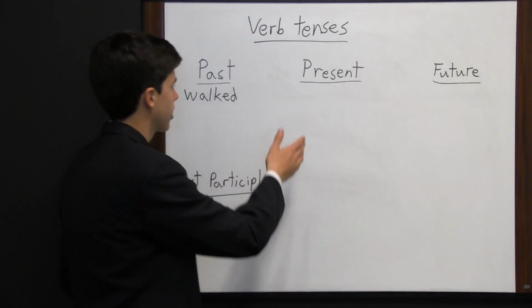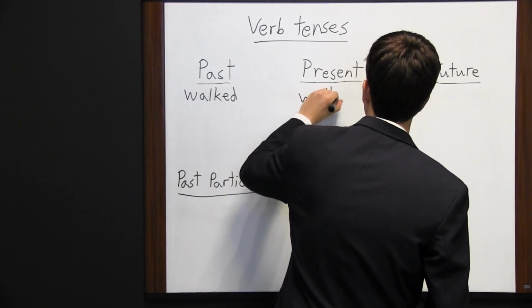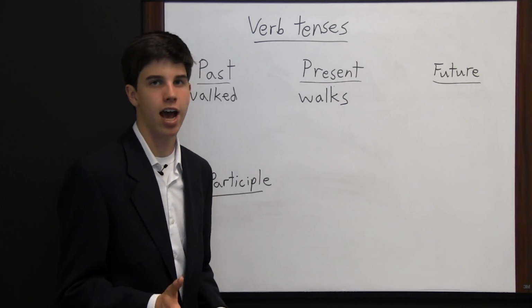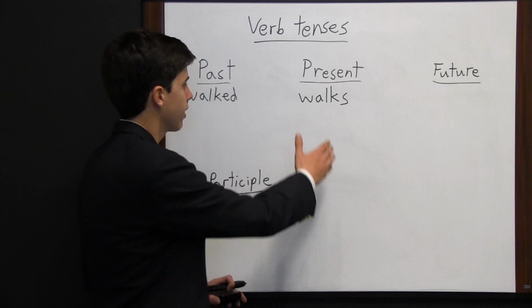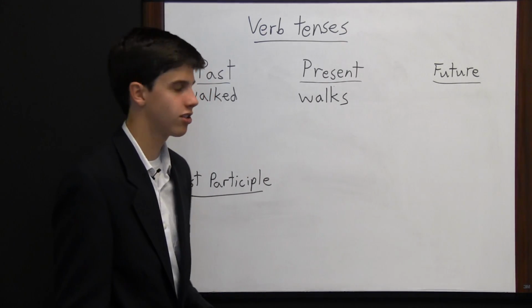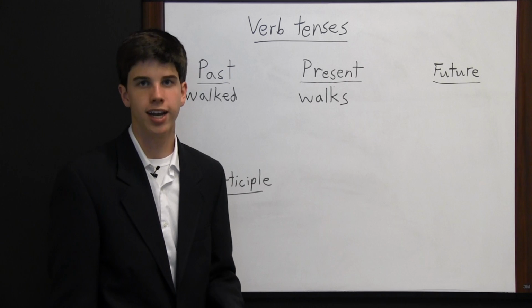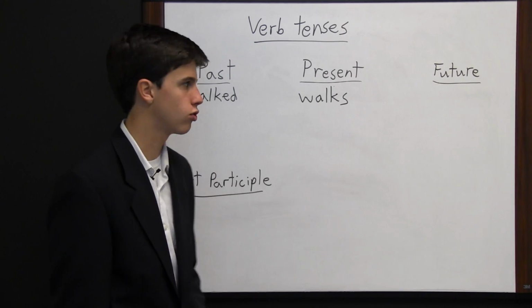All right, let's look at the present tense of the verb walk. It would be the verb walks. Now, present tense means that whatever is happening is occurring now. Now, it doesn't always mean that it's happening right now. So, think about the verb walks. If we say he walks to school, that doesn't necessarily mean that he is walking on the road right now headed to school. It just means that every day, currently, he walks to school.